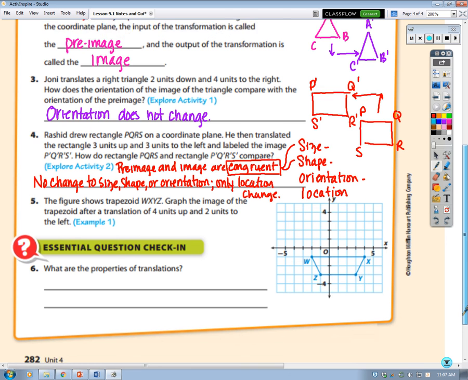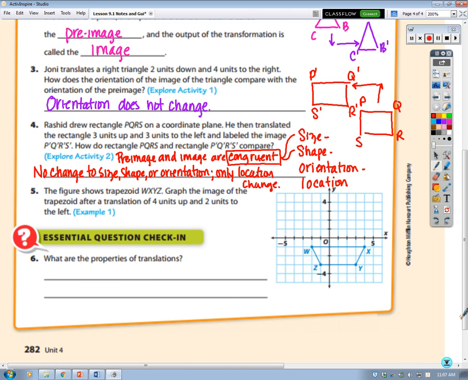But now make sure the understanding is complete. Number 5, the figure shows trapezoid WXYZ. Graph the image, so we're going to graph the after the transformation, of the trapezoid after a translation of 4 units up and 2 units to the left. So again, what we're going to do is we're going to take each one of these points and translate them the number of units we were given. So we're going to take W and go 4 units up, 1, 2, 3, 4, and 2 to the left, 1, 2, and this becomes W prime, because remember it's been transformed, we need to indicate that.